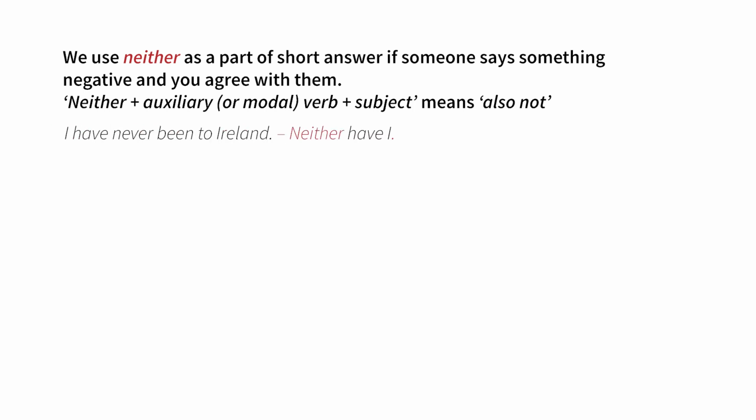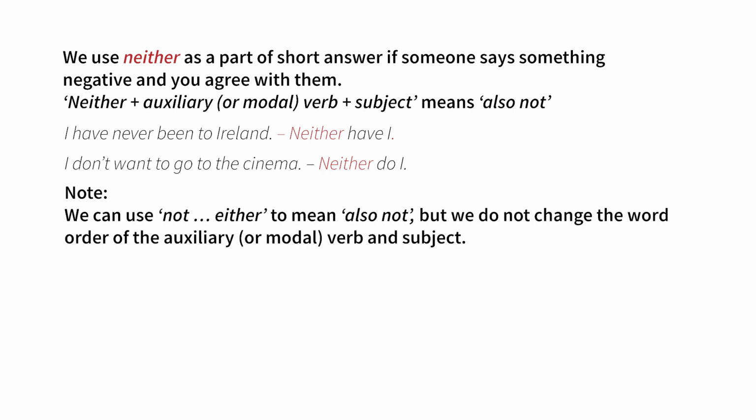I have never been to Ireland. Neither have I. I don't want to go to the cinema. Neither do I. Note: we can use not either to mean also not, but we do not change the word order of the auxiliary, or modal, verb and subject.